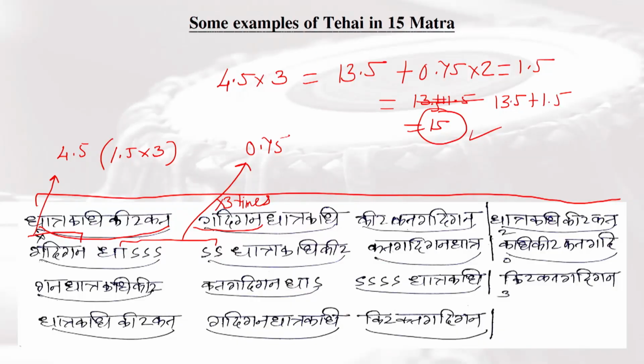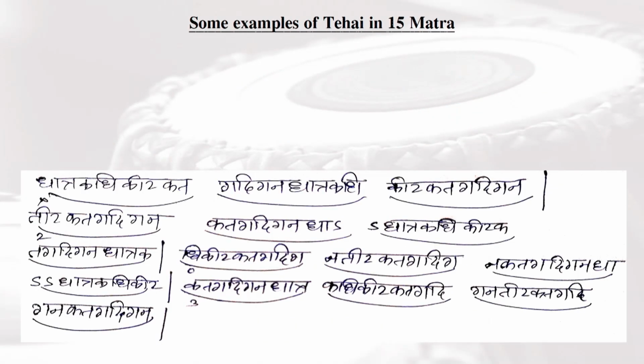So this is how you can recite this Tehai. It's a combination of 3 times Dhataka dikita kata kadikata, making the total number of matra 4.5, with a combination of 0.75 matra, that is pawn matra, dam. So let's move to another example.